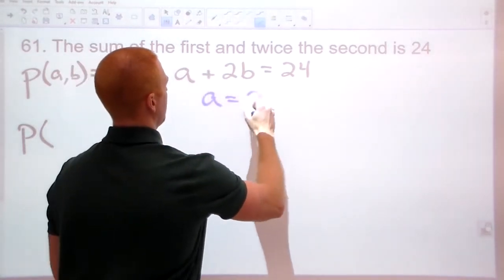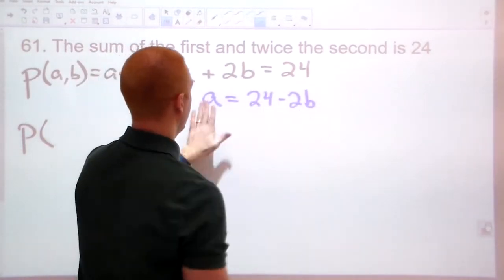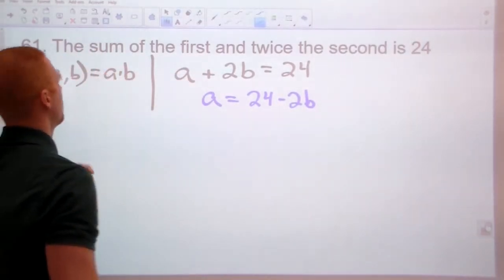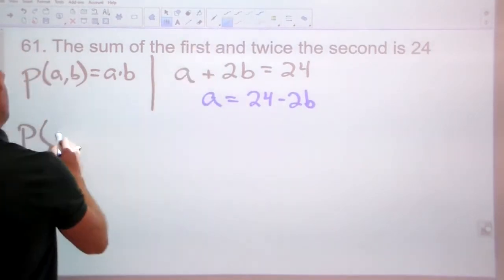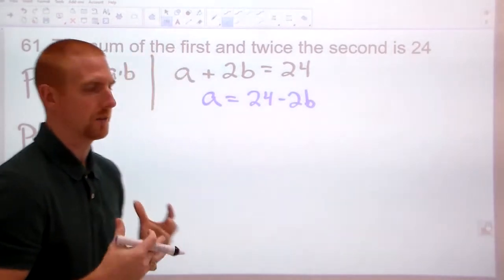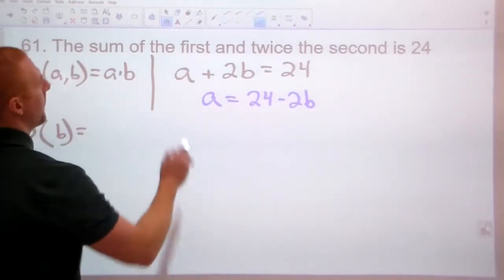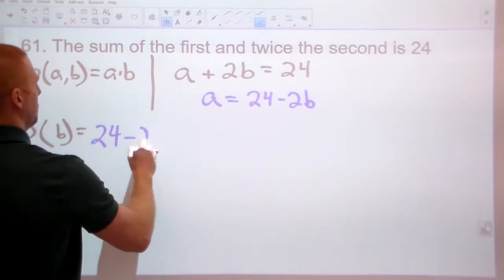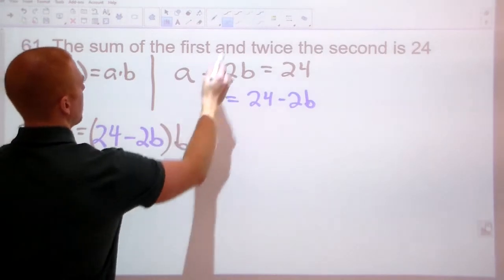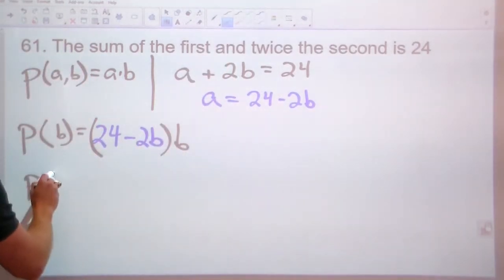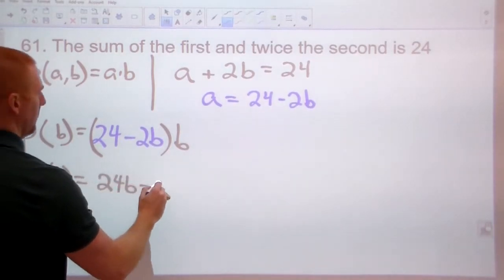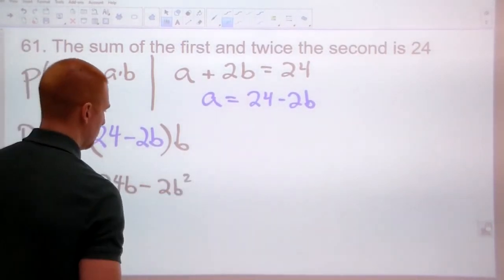And subtract 2b, so 24 minus 2b is A. So that means that A could be substituted in over here. So I'm going to say product given B, because I just want to be able to take one variable, plug it in, and get the product out. That's what I'm really hoping for here. So if A is 24 minus 2b, and I multiply it by the b that's already there, let's just see what that looks like. So product given B is 24b minus 2b squared.